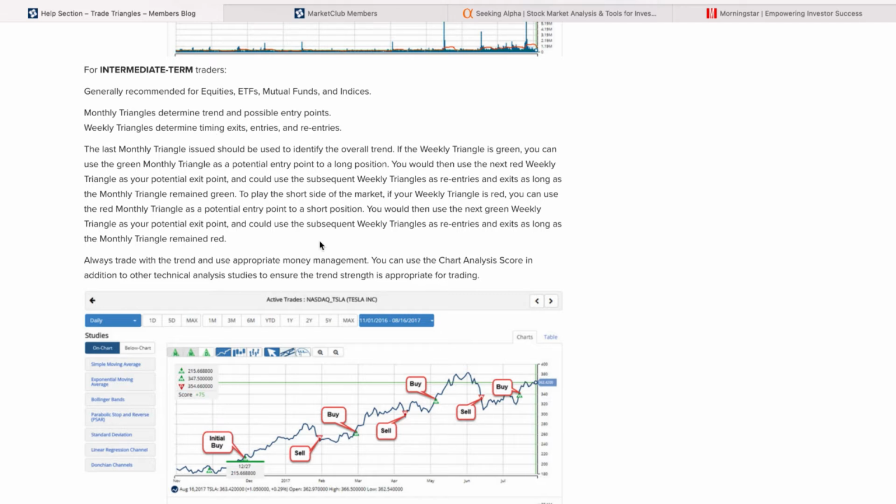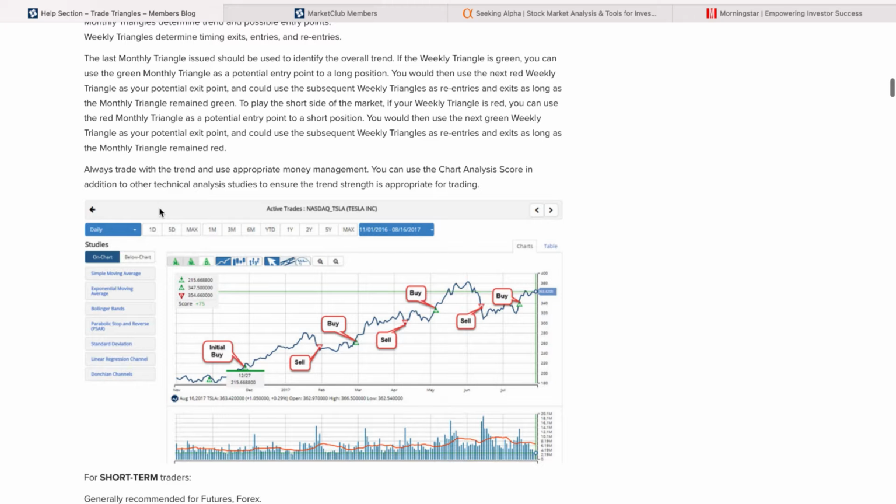Okay, so let's take a look over here. They actually gave an example of Tesla. So for Tesla, you can see there was a green monthly, so people entered on that signal. And after that, in February, there was a red weekly, so people exited. Then there was a green weekly, enter, exit, enter, exit. What I like about this is it's quite brainless in the sense that you just follow the signals. Once you see a red signal, you just get out.